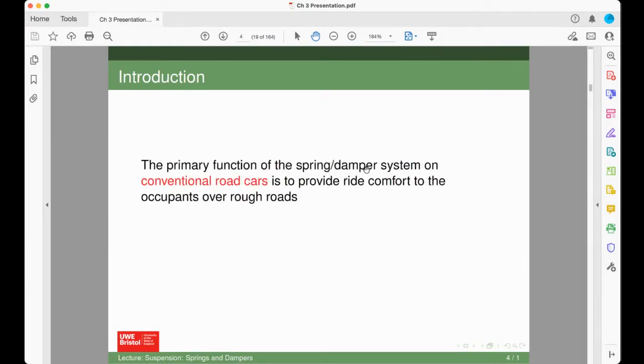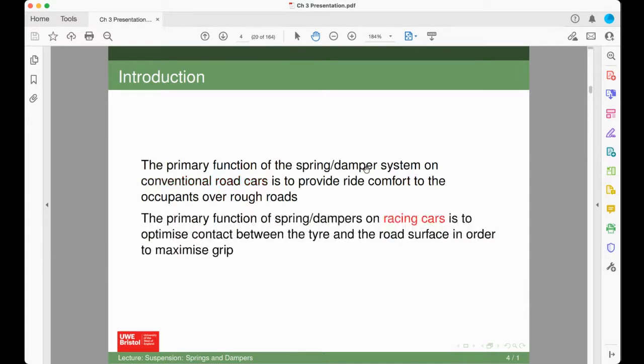Depending on what sort of car you're talking about, there are obviously primary and secondary functions. In a conventional road car, the primary function of the spring and damper system is ride comfort for occupants over rough road. Even in track-focused road cars, it's still around ride comfort in reality, because the whole idea of driving on the road means that needs to be there. Otherwise, people wouldn't drive the car on the road.